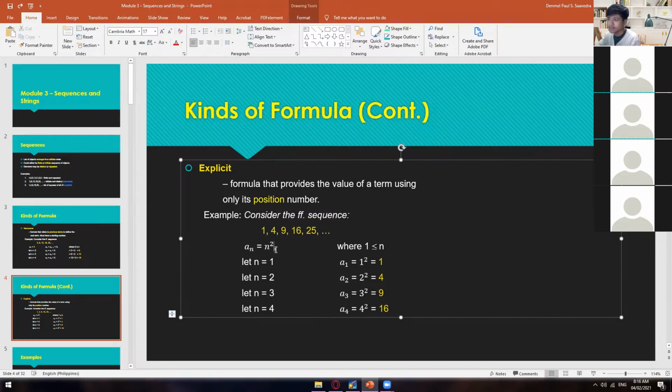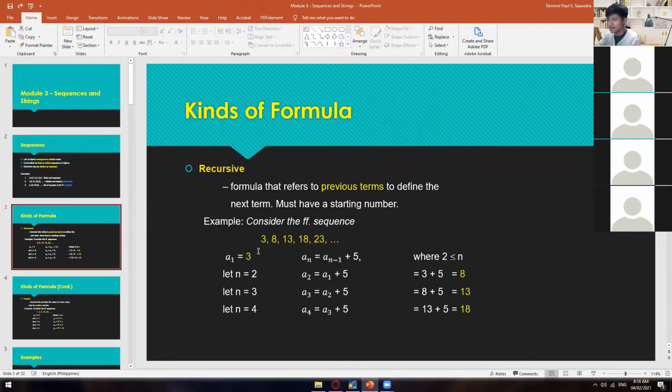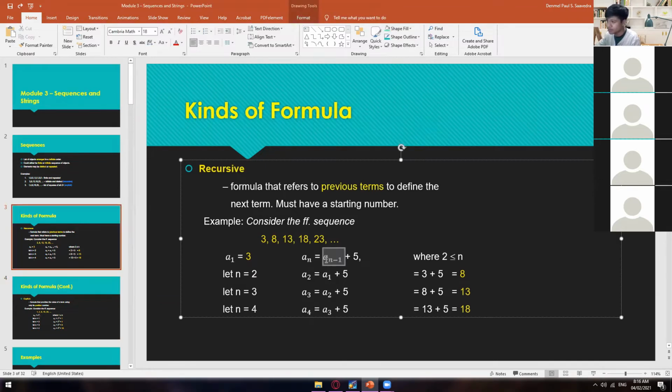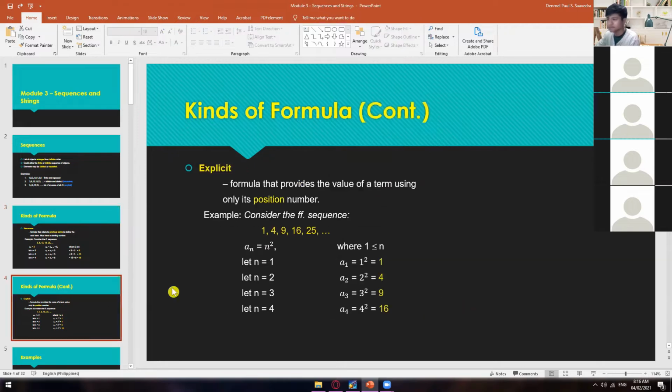All right. So you could say that the explicit formula is a lot easier than recursive, because in recursive you have to know the pattern, and at the same time you have to know the formula, the correct formula. So were you guys able to learn the difference between explicit and recursive?